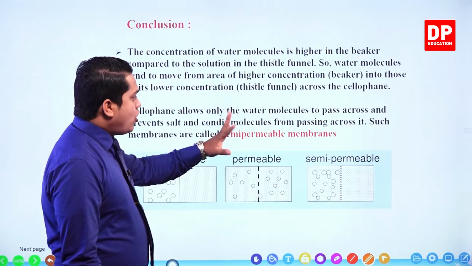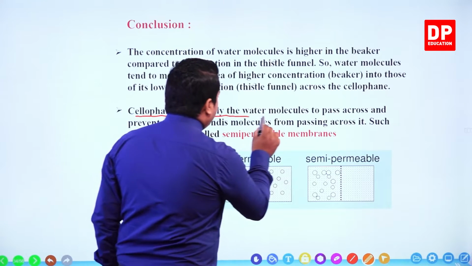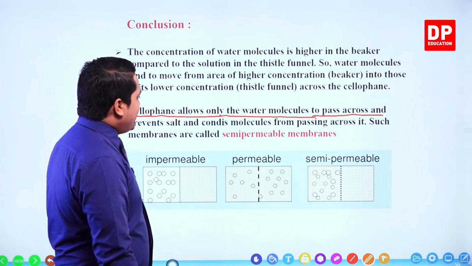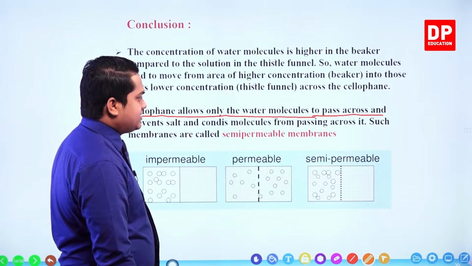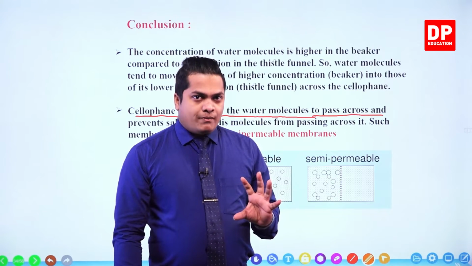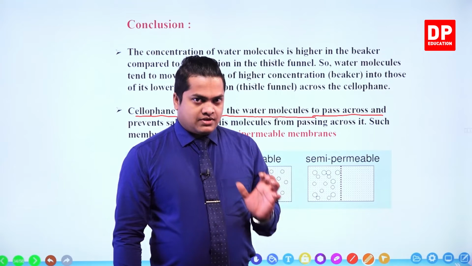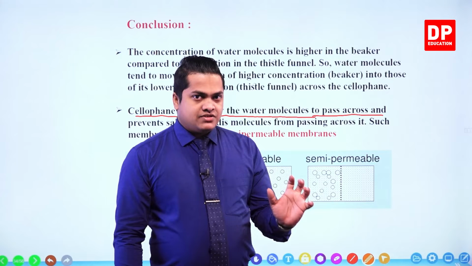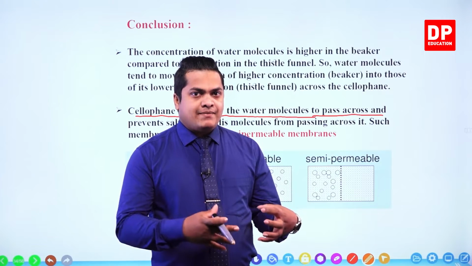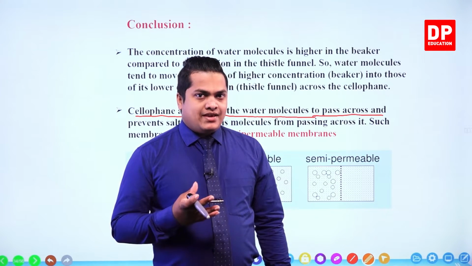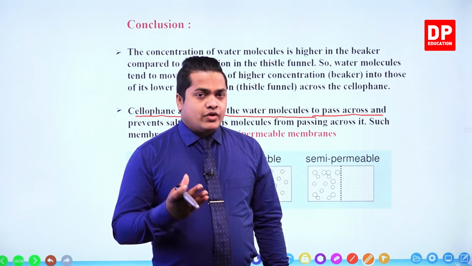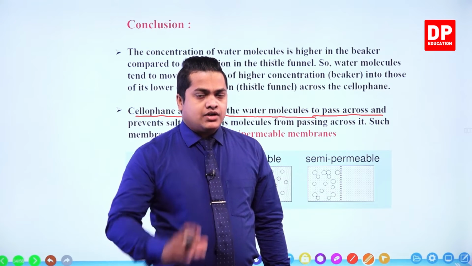So cellophane allows only water molecules. See, cellophane allows only water molecules to pass across and prevents salt and condensed molecules from passing across it. Now it's a really important process, because cellophane can select what particle it allows to move from one place to another through it. Cellophane has that ability. That cellophane layer or cellophane paper is going to allow only water to travel.